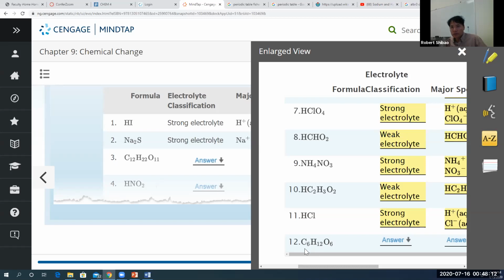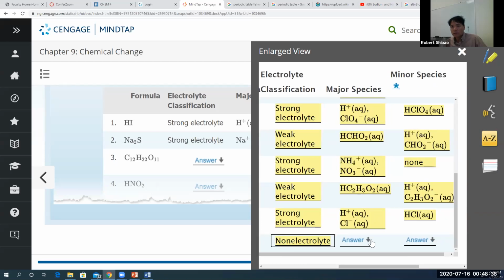But the situation is, are they strong, weak, or non-electrolytes? So we ask ourselves, is glucose a strong acid? No. Is it a strong base? No. Is it a soluble salt? No. It's a soluble molecular compound, but it's not a soluble salt, which is an ionic compound. Is it a weak acid? No. Is it a weak base? No. Is it a heavy metal salt? No. Therefore, it's a non-electrolyte.